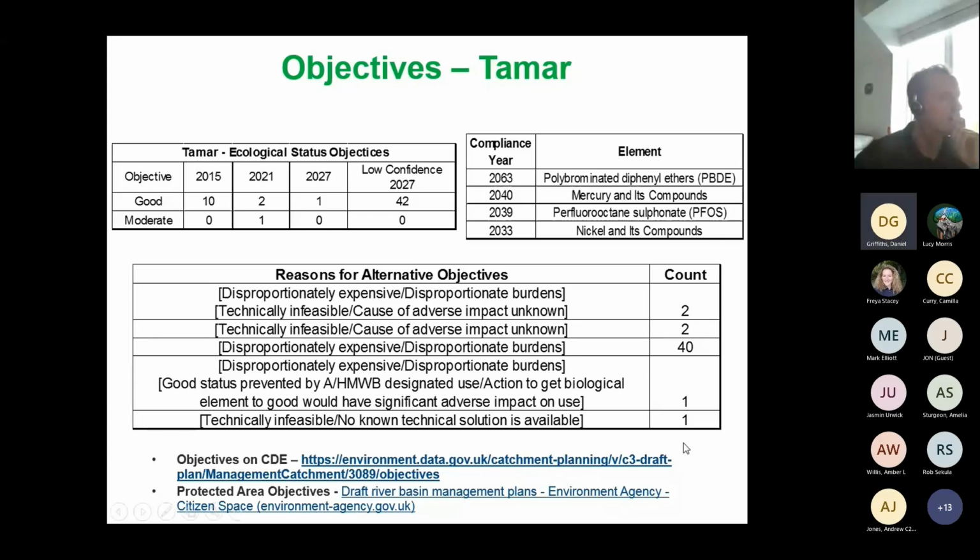I've popped links at the bottom of the page again that go out to objectives on the Data Explorer. And the second link goes out to an additional objectives table, which is for European protected areas, so things like SACs. But in terms of the Tamar catchment, there isn't a huge amount in there, to be honest. So I haven't included any more detail, but that is there if you do wish to have a look at it.